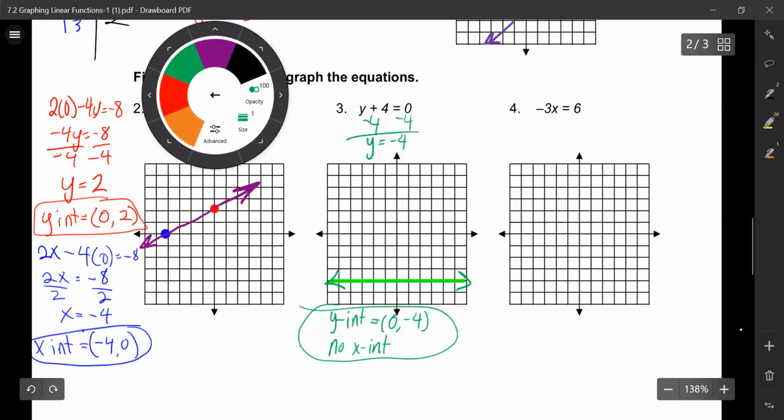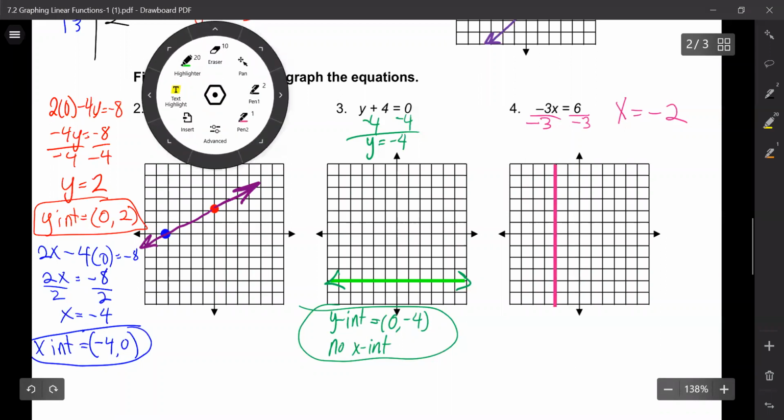And then number 4, -3x equals 6. So that one has no y, which basically tells us that it is a vertical line. So if we divide both sides by -3, that gives us x equals -2. So it's a vertical line at -2. So it has no y-intercept, but it has the x-intercept at -2.